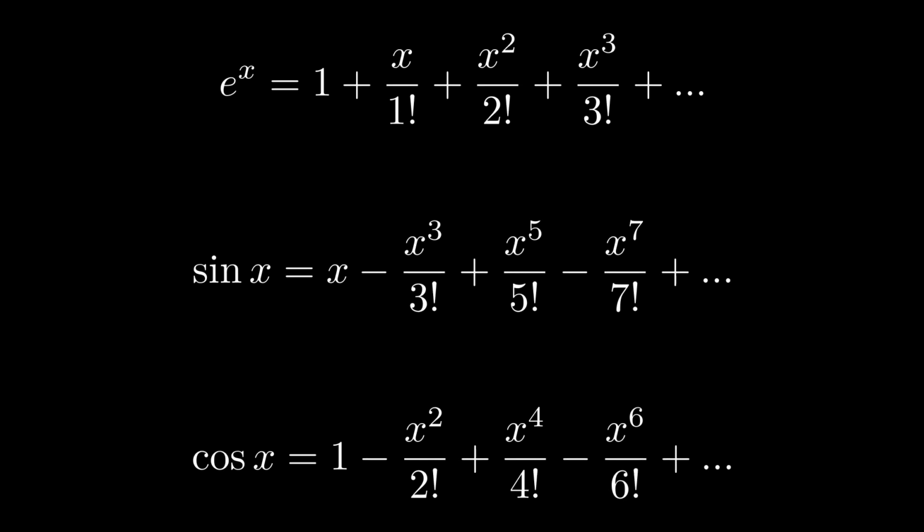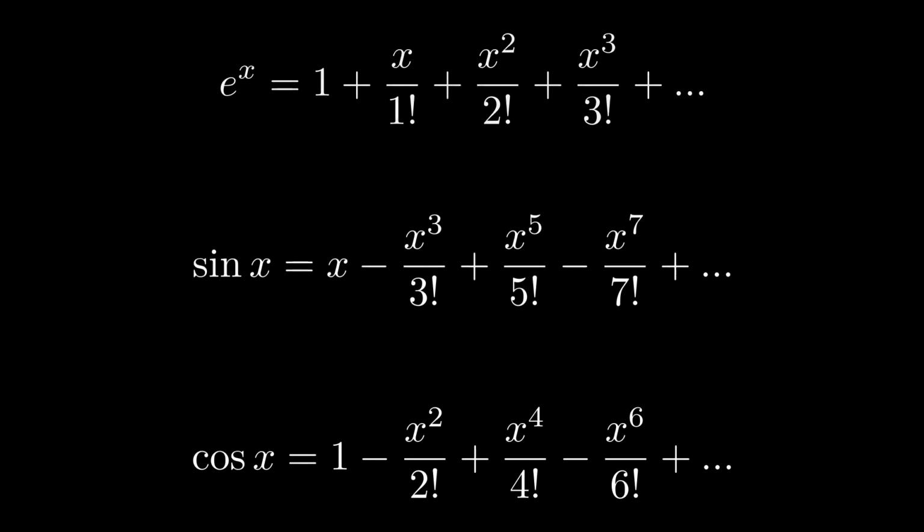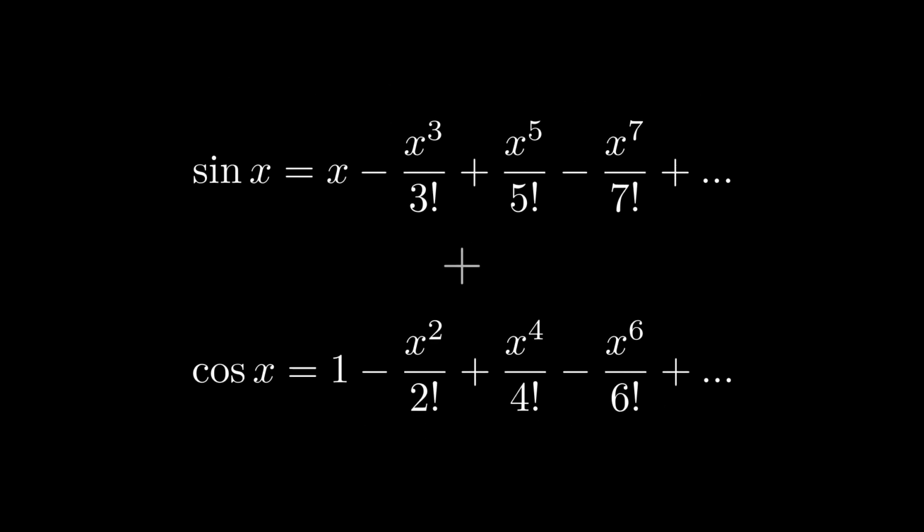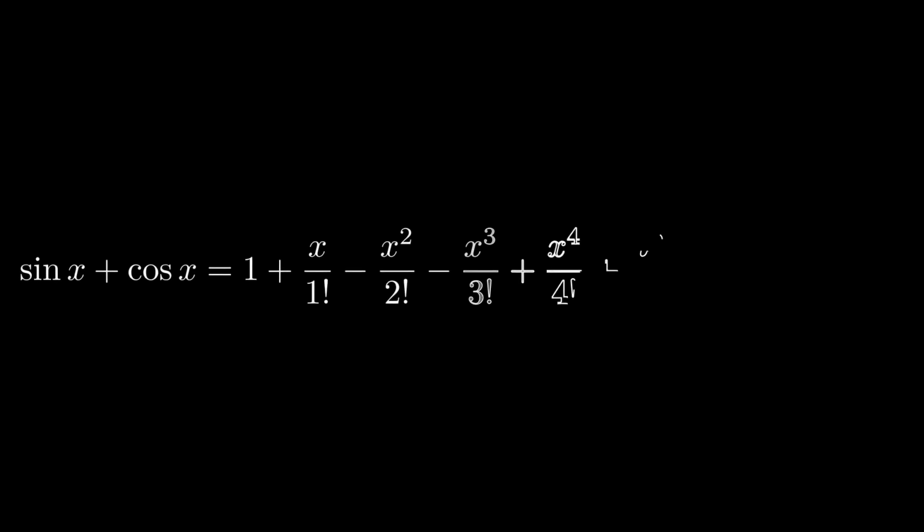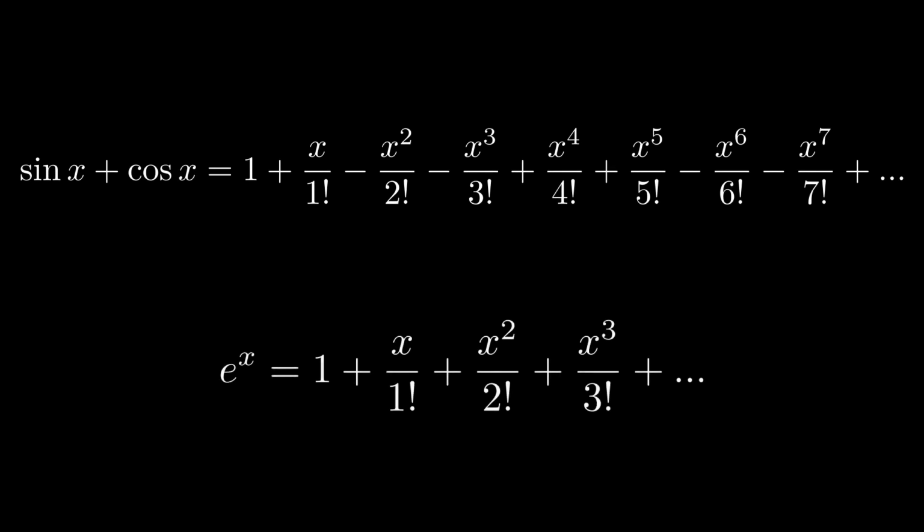Now, you can probably see that these series all look very similar to each other. What can we do to make them equivalent? Well, if we add sine of x and cosine of x, we get 1 plus x over 1 factorial minus x squared over 2 factorial minus x to the 3rd over 3 factorial plus x to the 4th over 4 factorial, etc. As you can see, this expression looks very, very similar to the Taylor series of e to the x, except the signs alternate every 2 terms.